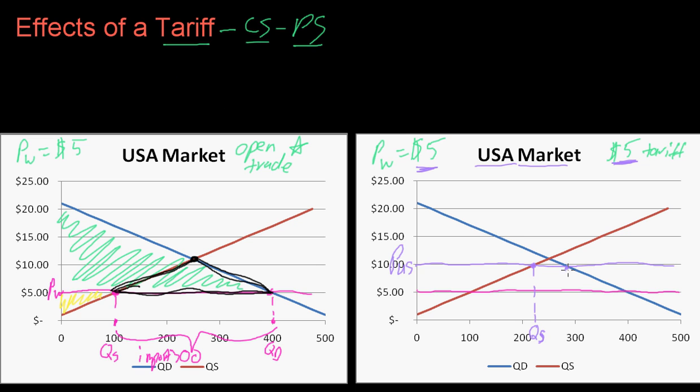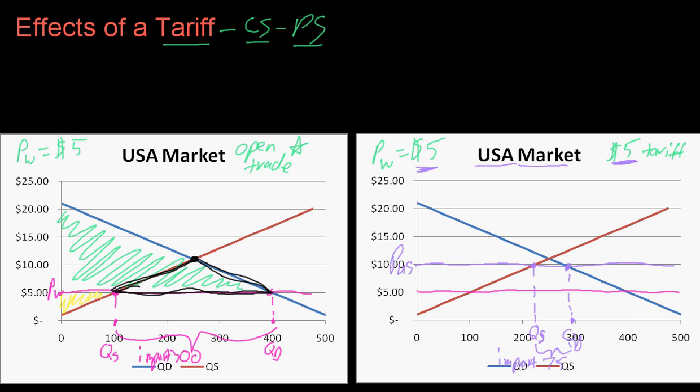And the quantity demanded will be, it looks exactly like 300, maybe a little bit less. So the US will still import, let's say, 75 toys. So we will import 75 toys. But here's the difference.